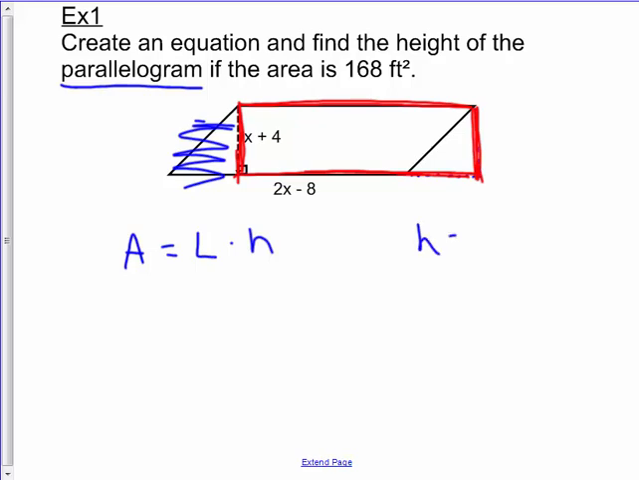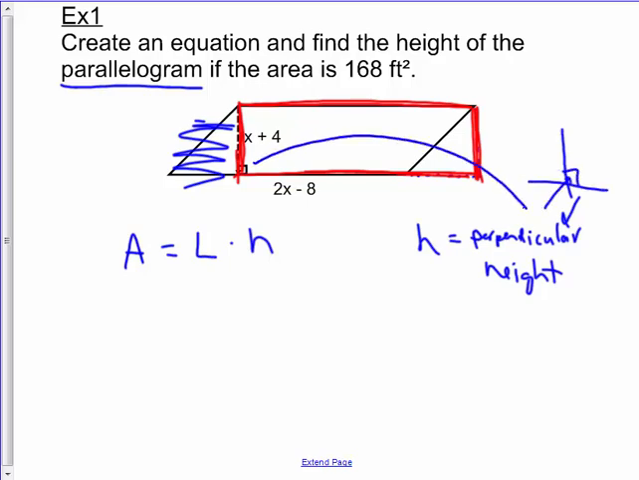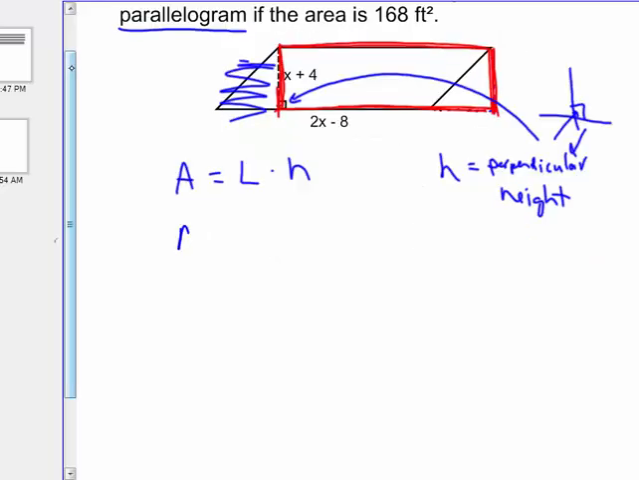Now, when we talk about the height, we're looking at the perpendicular height, because there are a bunch of different heights here for that parallelogram. The perpendicular height is the height that it makes with a right angle. And notice we do have the right angle there. So that is my perpendicular height. So the area is going to be 2x minus 8 times x plus 4, the length times the height here.